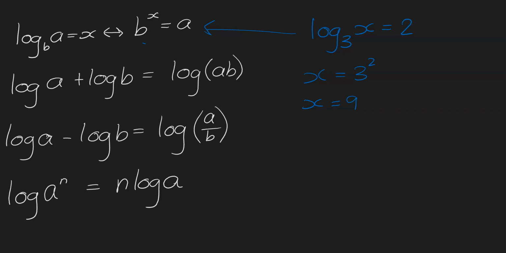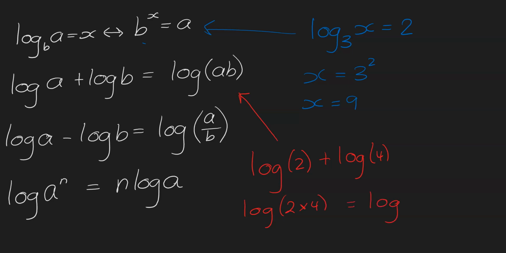Let's look at log of 2 plus log of 4, and I want to write this as a single term. Well, I can see that I can use this rule right there, so I can rewrite this as log of 2 times 4, which therefore equals log of 8. Now I've written this as a single term.